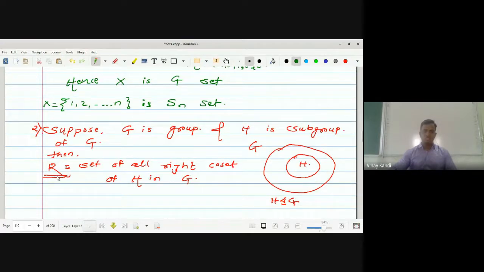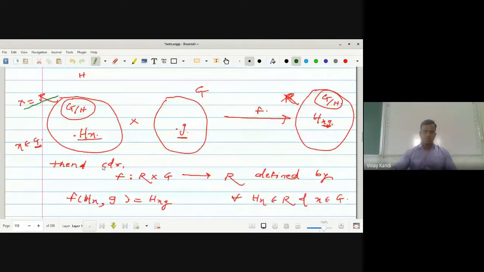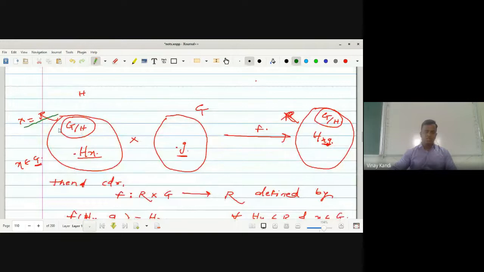Then consider the set of all right cosets of H in G. Any element of this set is of the form Hx, and the set is G by H. What is it? The collection of all the right cosets of H in G. So any element from this is of the form H into small x, where this small x belongs to capital G, that is the group. And here f is the function from G by H cross G to G by H.